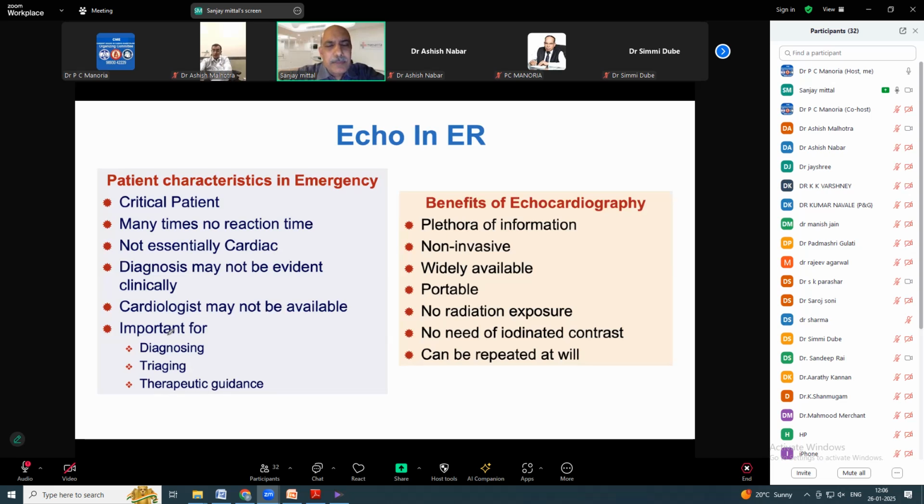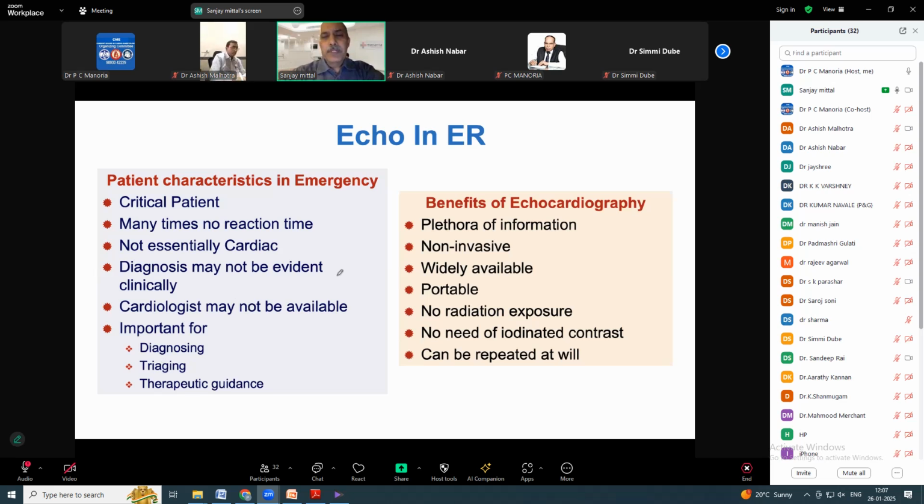First of all, whenever a person is presenting in the emergency room, it's likely that the condition is critical. And many a time we do not have time to react. We have immediate decisions to be made. A cardiologist may not necessarily be there, so an intensivist or emergency doctor has to do the echocardiogram. But it can help in diagnosing, it can help in triaging, and it can help in therapeutic guidance.